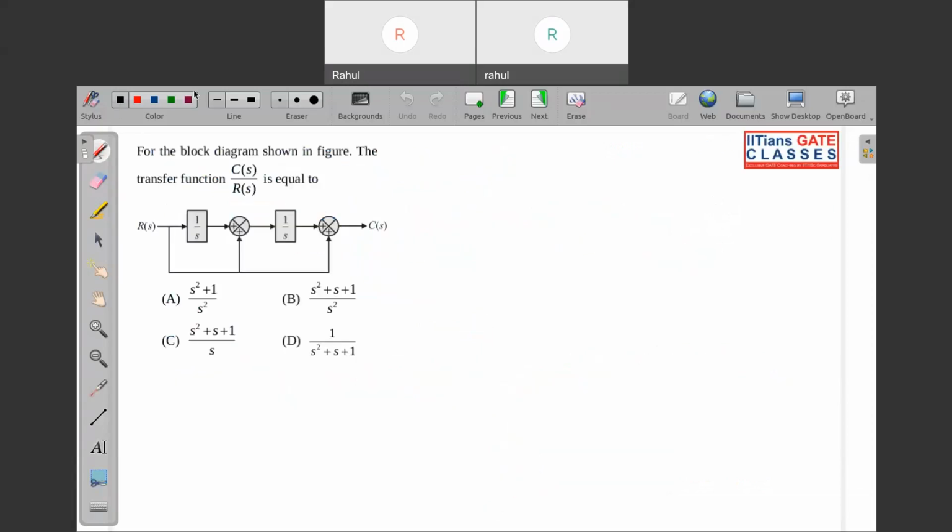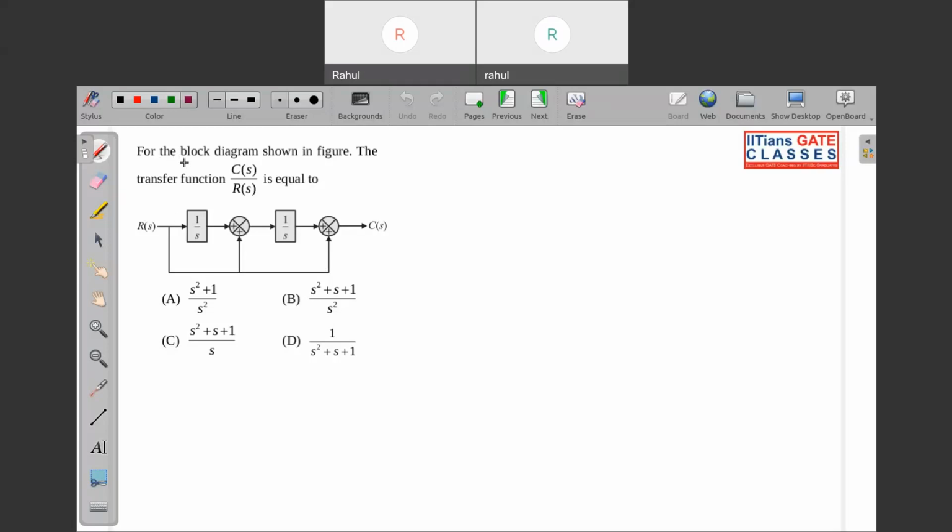Hello everyone, good evening. In the last session, we saw the block diagram and reduction of block diagrams. In this session, we are going to see questions on block diagrams, and then we are going to study SFG. In the next half of the session, we are going to see time response analysis. So let us begin with today's session.